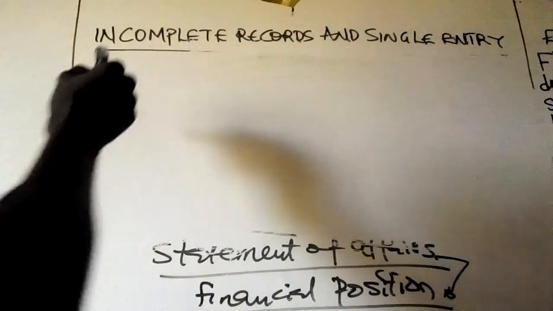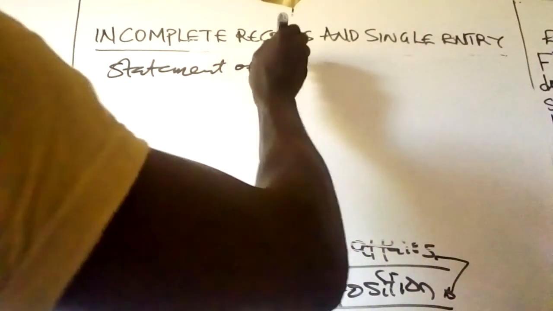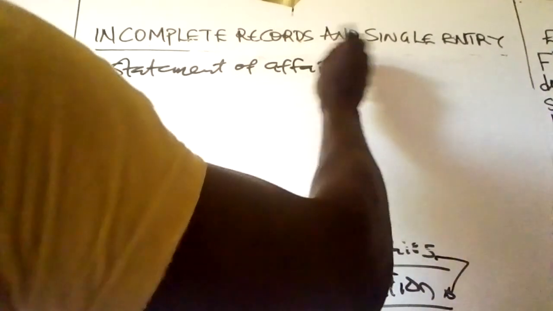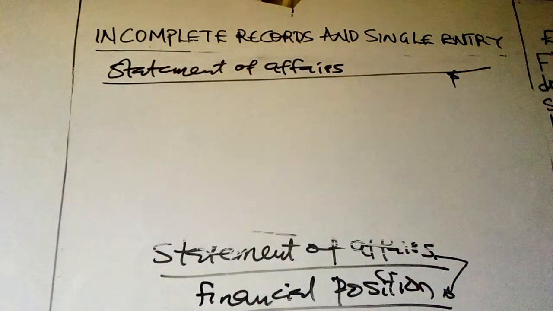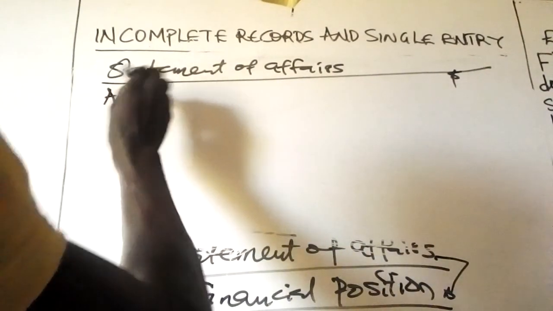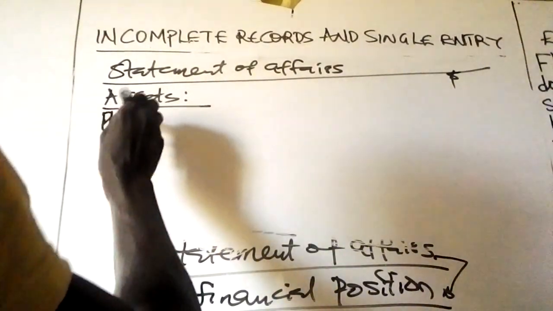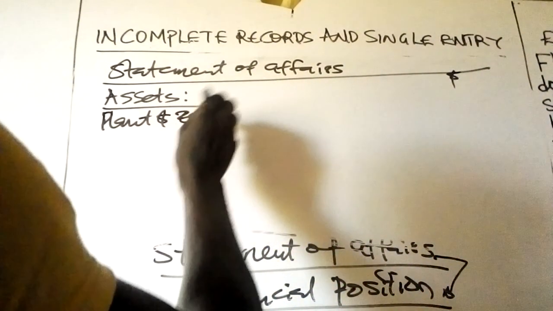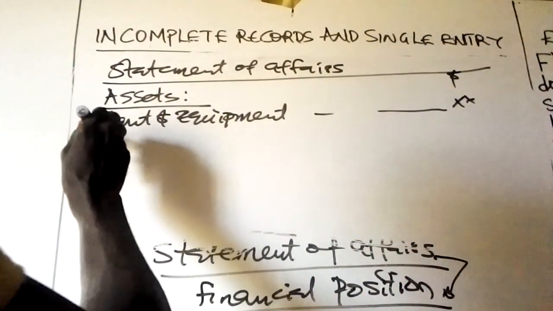That means you have your statements of affairs. I've told you that the elements that will be recognized in the statement of financial position are those elements that will be incorporated in our statement of affairs. So that means you are going to have assets, which include the non-current assets. And non-current assets will have plant and equipment or plant and machinery. Then we have land and building.